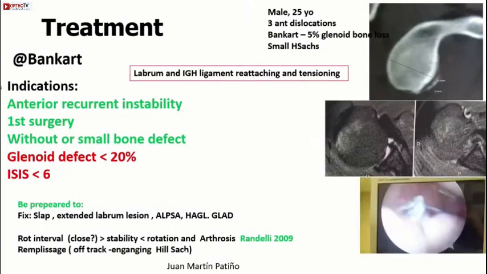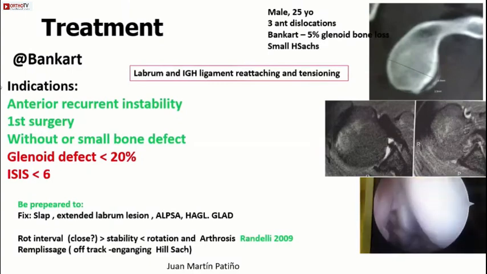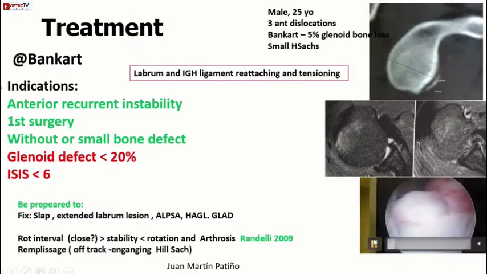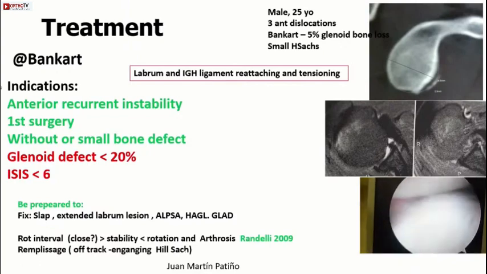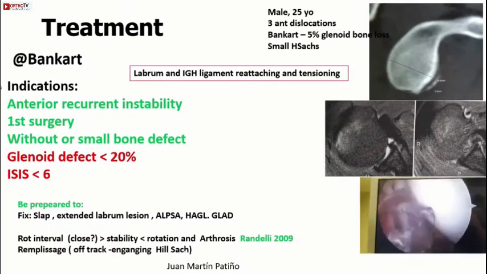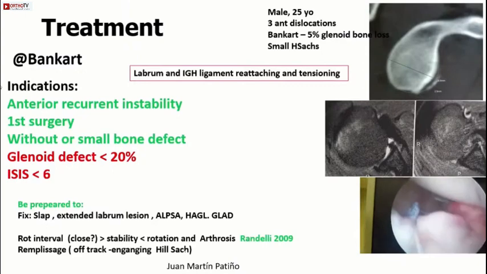Our indications are anterior instability, first surgery, without or with small bone defects. There are authors that extend the indication to defects of less than 25% bone loss or less than 6 points on the ISIS score. We have to be prepared to fix associated injuries, to evaluate the interval, and to perform a remplissage if necessary. Here on the right, the typical patient for arthroscopic Bankart for us: 25 years old, 3 anterior dislocations, with a Bankart lesion and 5% glenoid bone loss and a small Hill-Sachs lesion.